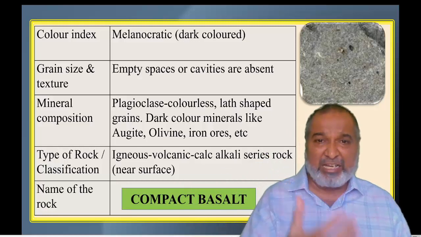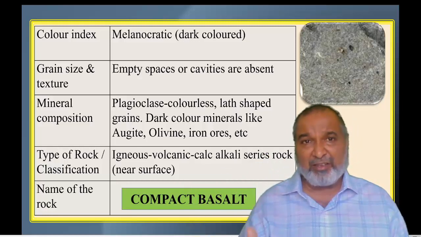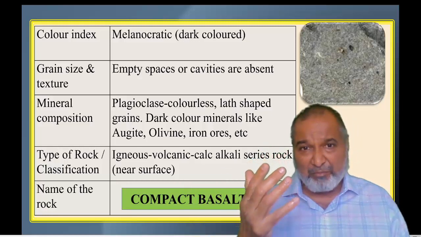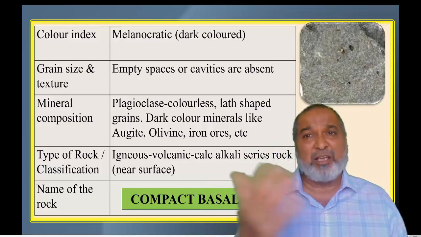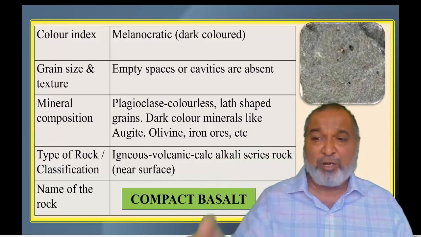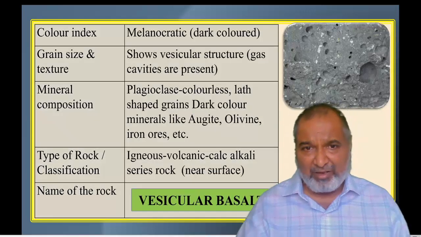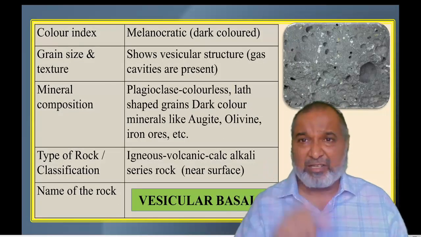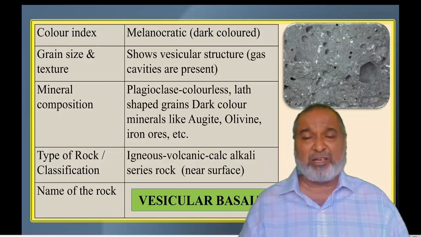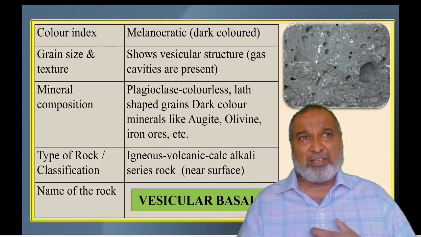So this way we have to mention igneous, volcanic, then basic, calc-alkali series rock. Why have we written calc? Because plagioclase is there. So that is the compact basalt, one of the types. You can see the next type of basalt is the vesicular. You can see the vesicles. When the magma is erupted on the surface, then what is happening?